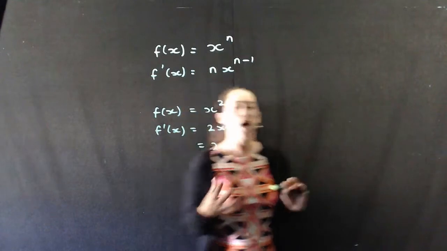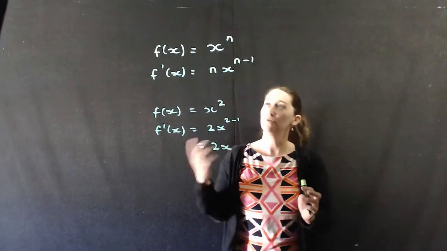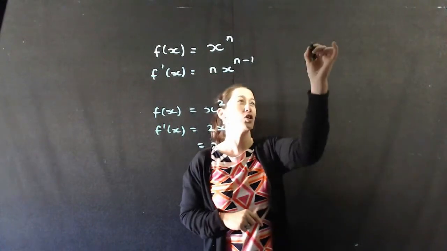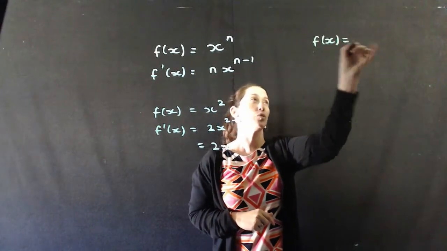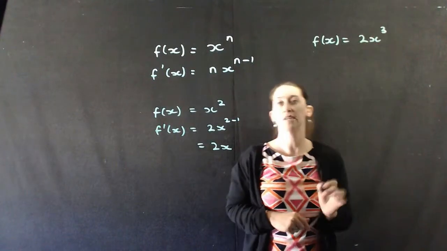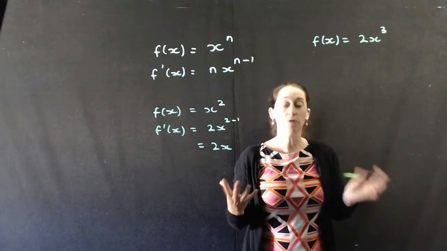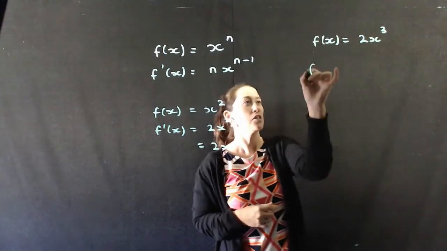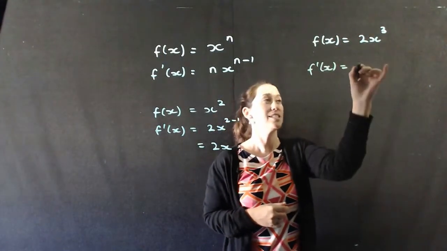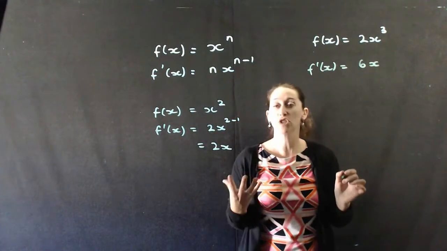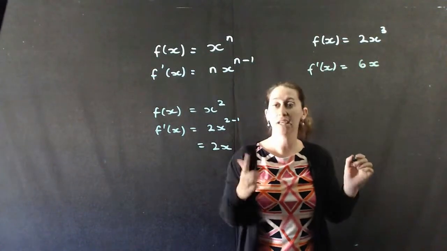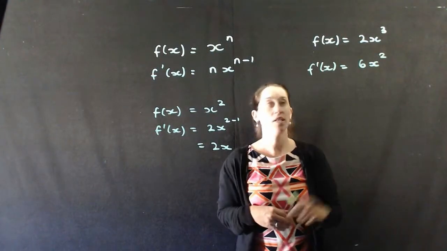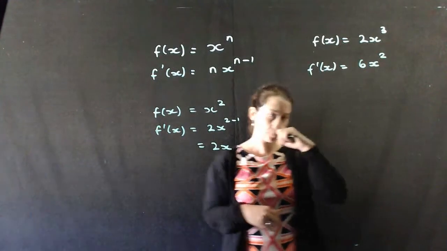There are other rules that apply to differentiation. For example, when we have a coefficient in front of a variable. So if I've got f of x equals 2x cubed, for example, what the rule says is we still follow the same process. We pull that power down and multiply it by what's already there. So f dash of x becomes 6x, and then we need to reduce 1 off the power. 3 take away 1 is 2. So the derivative of that function is 6x squared.